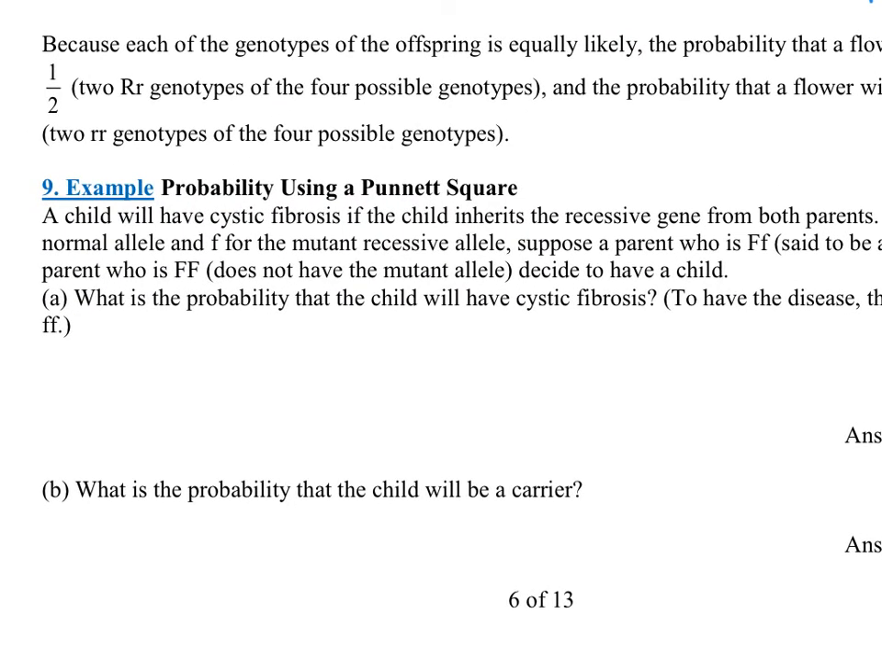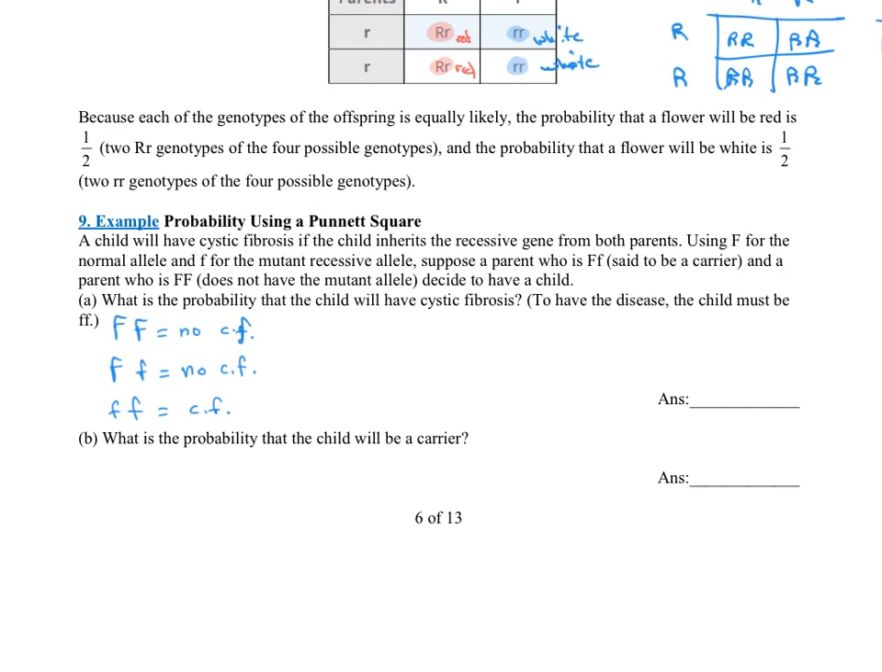So again, let's consider those 3 cases. Capital F is dominant. This is no, and I'm going to put CF for cystic fibrosis. If you have a capital F and a lowercase f, they are a carrier, but they still have no cystic fibrosis. And if you have a lowercase f and a lowercase f, they do have cystic fibrosis. That's recessive, the mutant allele. So this is saying what happens if we have someone, the probability that the child will have cystic fibrosis. Again, the 2 parents were, one was a carrier and one did not have it. In other words, the dominant trait.